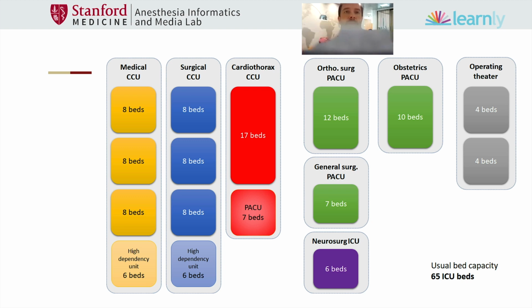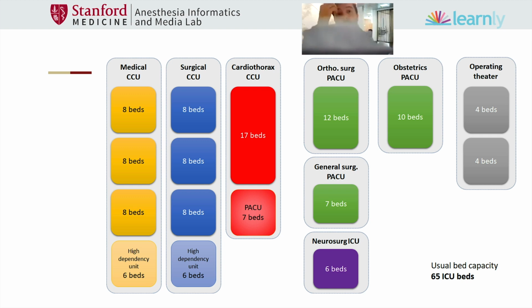We've got 3 different critical care units: a medical one, a surgical one, and a cardiothoracic surgery critical care unit, with modules of 8 beds each, multiple modules. On the right part of the slides I've represented the post-anesthesia critical care units, including 12, 10, and 7 beds, and also the neurosurgical ICU, including 6 beds. And on the far right side, the operating room, which played a role in our plan.